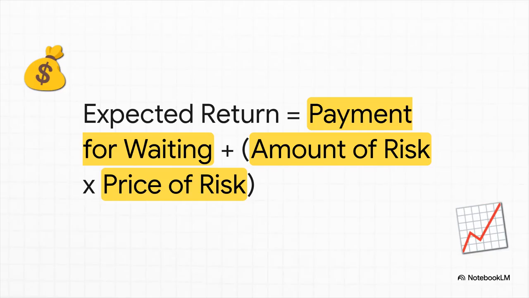At its core, the CAPM formula is really just a simple logical sentence. It basically says the return you should expect from an investment is built from a couple of key parts. First, you get a baseline payment just for the time value of your money for waiting. Then you get a bonus on top of that for taking on market risk. And that bonus? It depends on two things: how much market risk you're taking on and what the market's current price for taking on that risk is.